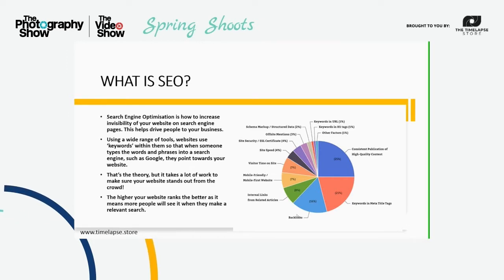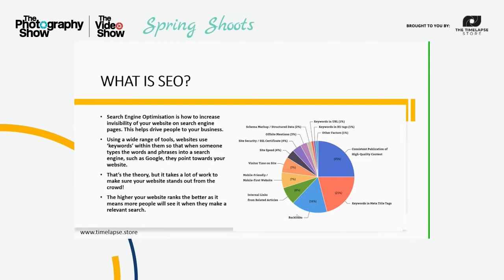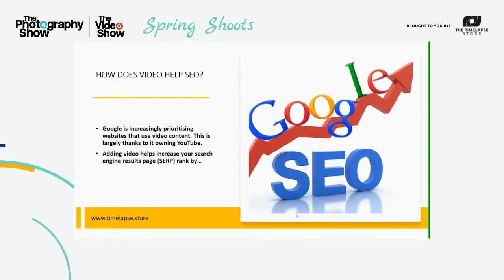So if you can produce consistently high quality video on a regular basis within your websites and digital platforms, and couple that with key meta tag information with generic backlinks, you're going to cover almost 60% of the available SEO rankings. Now, the higher your website ranks, the better it means more people are going to see it, which means the search engines start to like you more and more. Now, that's the theory. It takes a lot to work out to make sure your website stands out from the crowd. So how does video help SEO?